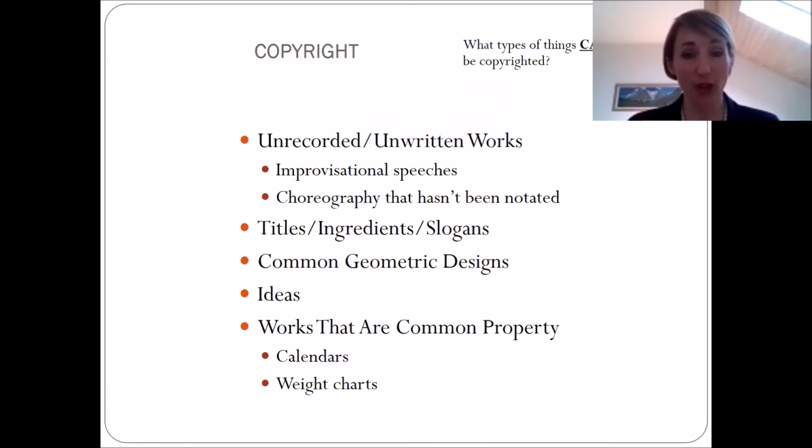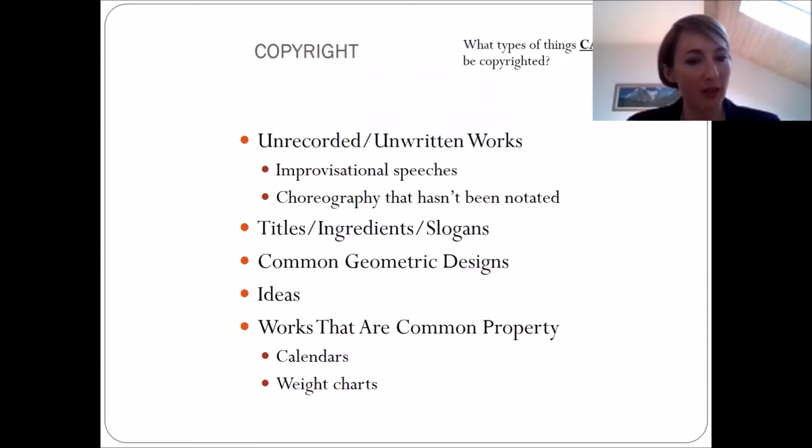The same is true for common geometric designs. So that square window pane we talked about, you can get a trademark for it possibly, but it might not be original enough to be protected under copyright law. Ideas, again, need to be something that's tangibly rendered. And then works that are common property. This one actually covers quite a lot of space.